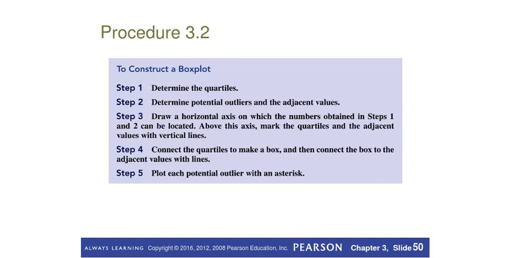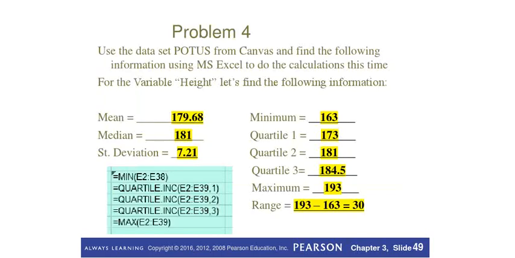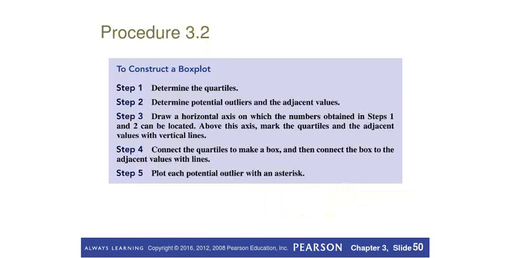Okay, when we left off in our last video, we had seen a five-number summary. We got our five-number summary for our POTUS. Now we're going to construct a box plot. What is a box plot? It's a graphical way of illustrating what happens with our data when we are looking at that five-number summary, and we can tell a little bit about how the data is distributed using it. Now, we would determine the quartiles, the potential outliers, and adjacent values, and draw a horizontal axis where we can identify all of our values and connect them with a box.